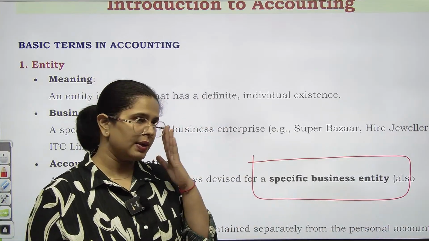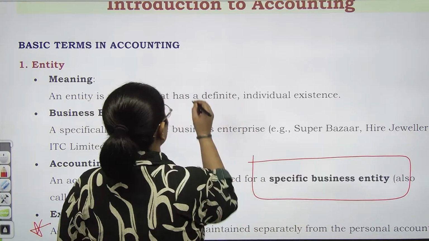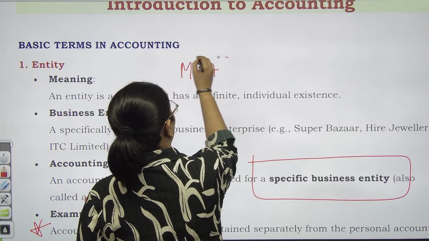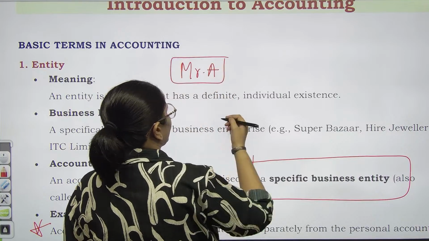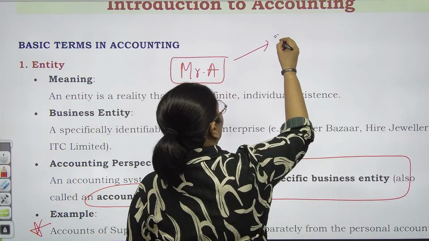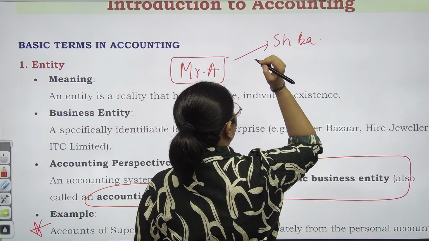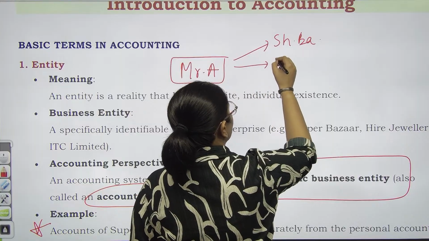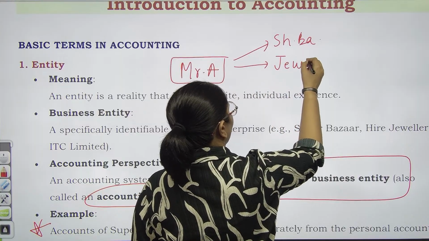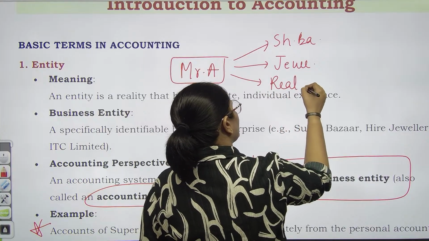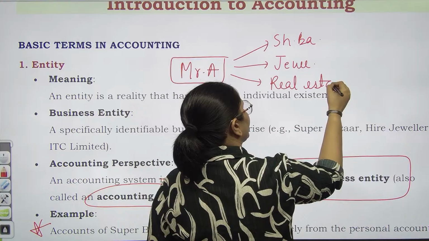For example, suppose there is a person, Mr. A. Mr. A has multiple businesses. इनके अलग अलग businesses हैं. He is basically an octopus. ये शेयर बाजार में भी आपको मिलेंगे. He is there in the jewelry business as well. He is there in real estate as well, right? So he is an octopus.